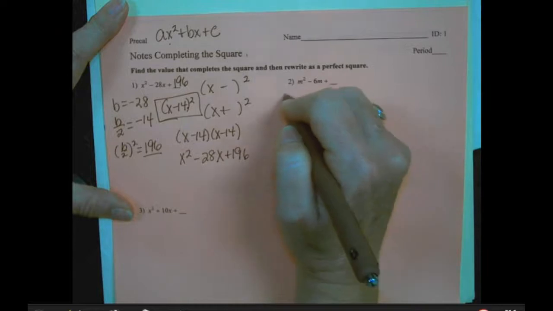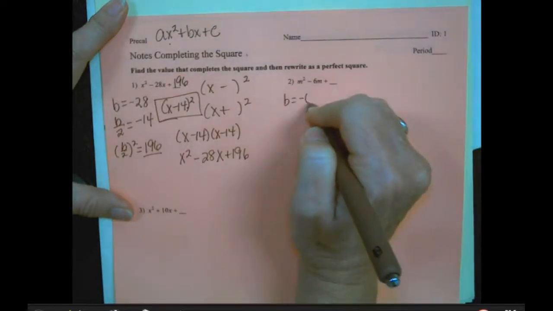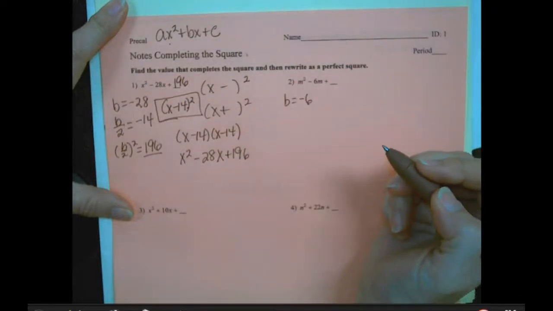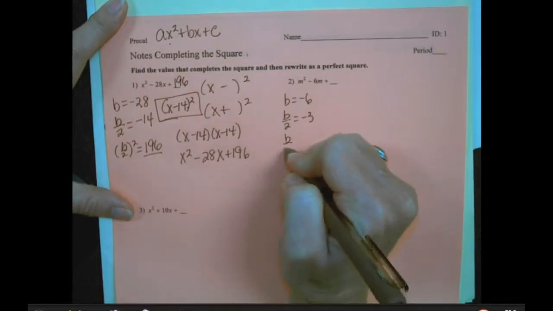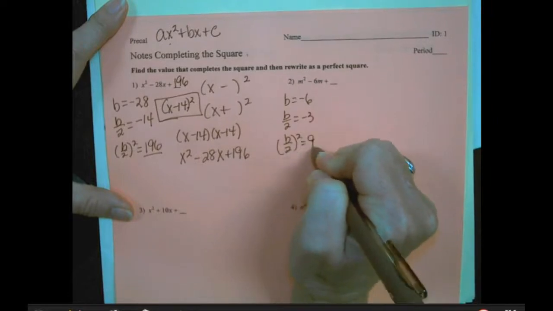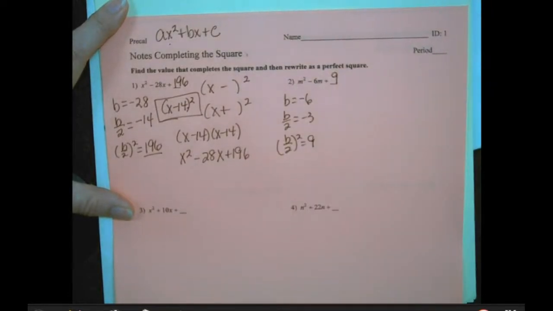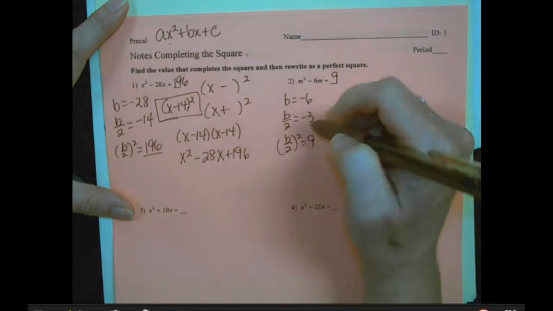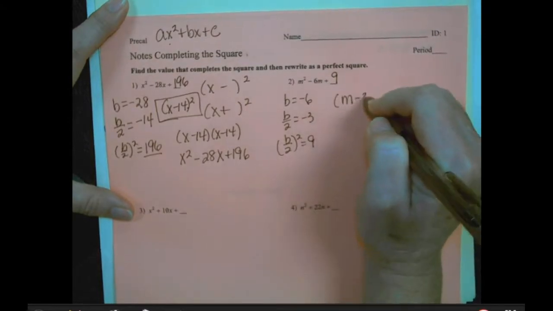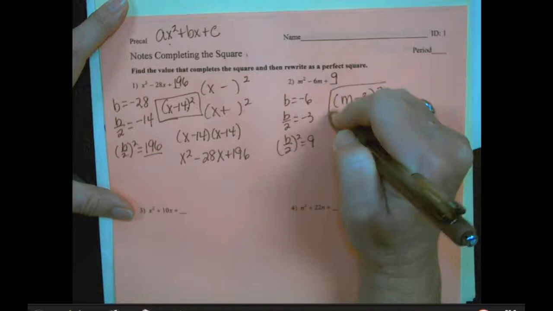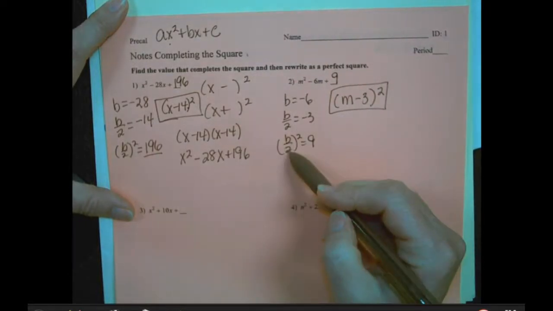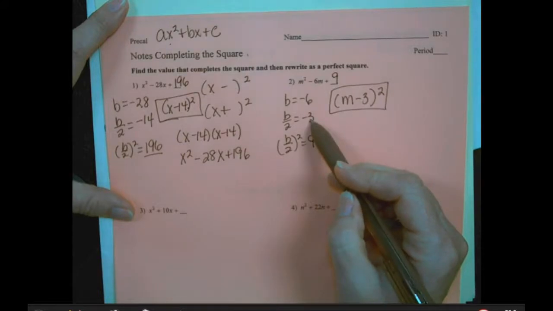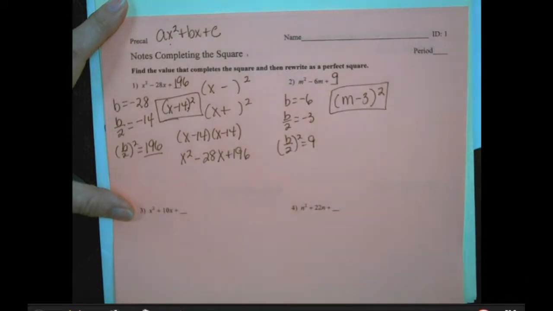So for number 2, the b is negative 6. The b divided by 2 is negative 3. So I'm going to add 9. That goes there. And when I write this as a perfect square, I get m minus 3 squared. b divided by 2 is negative 3, squared is a positive 9. Yep.